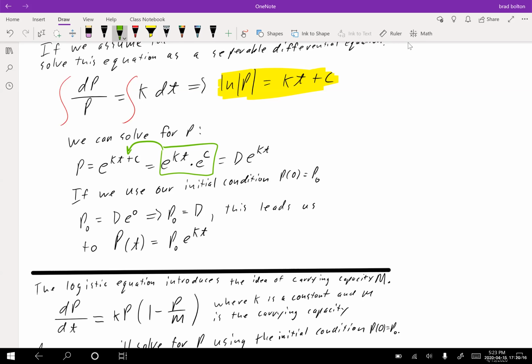Now, we're going to say that e to the C is some constant. So let's call it a new constant, D. Okay, so then that's where this replacement equation came from. If we use our initial condition of P naught equals P of 0, then we have P naught is equal to D e to the 0, but we know that e to the 0 is just 1. So this means that P naught is equal to D. So then I can replace D in my other equation with P naught.